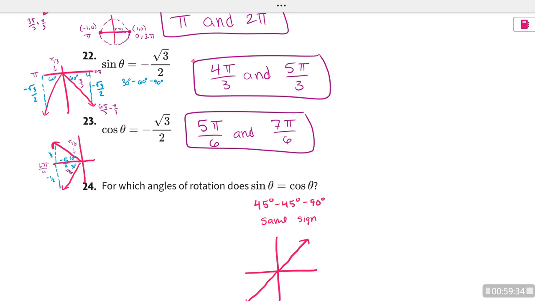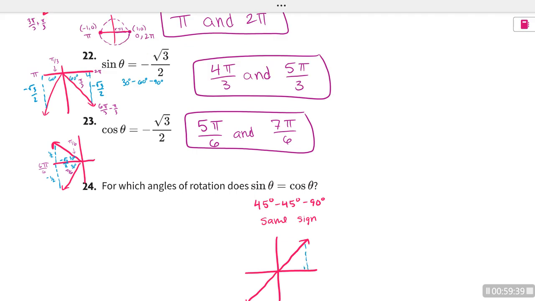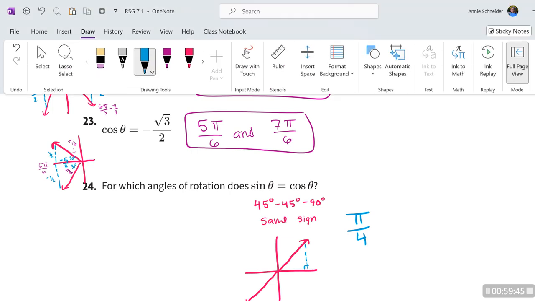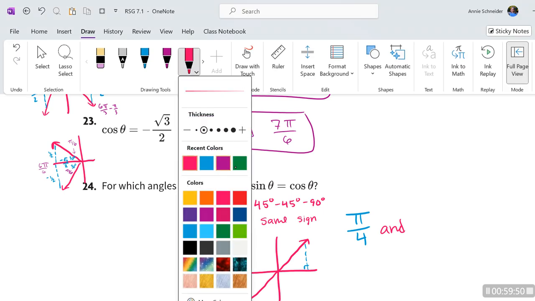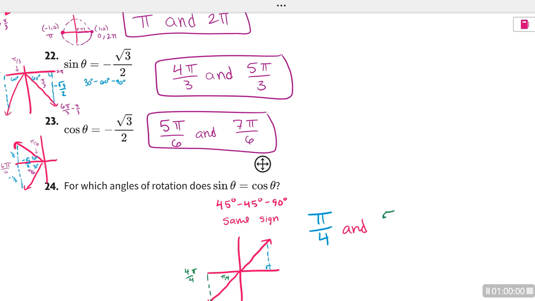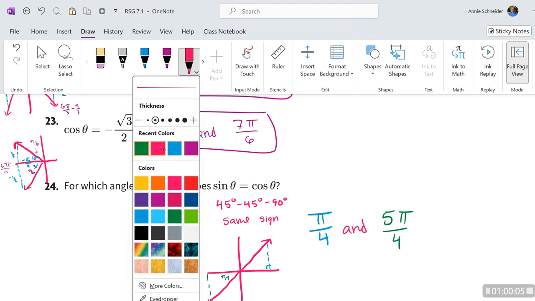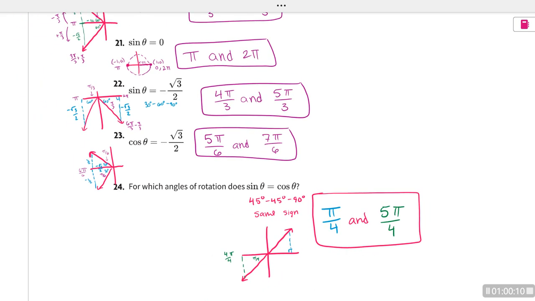So here we want a 45, 45, 90 triangle in quadrant 1. That's going to give us pi over 4. And we want a 45, 45, 90 triangle in quadrant 3. So remember that if this is 4 pi over 4, we want to go pi over 4 more. So it's going to be 5 pi over 4. So those are going to be the two places where our x and y values are the same.